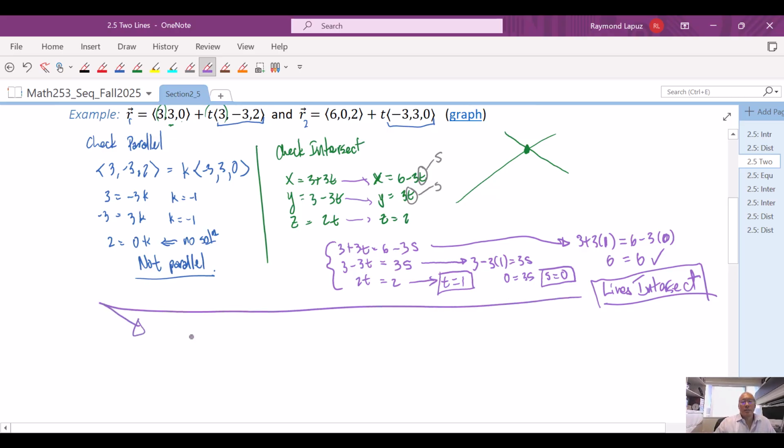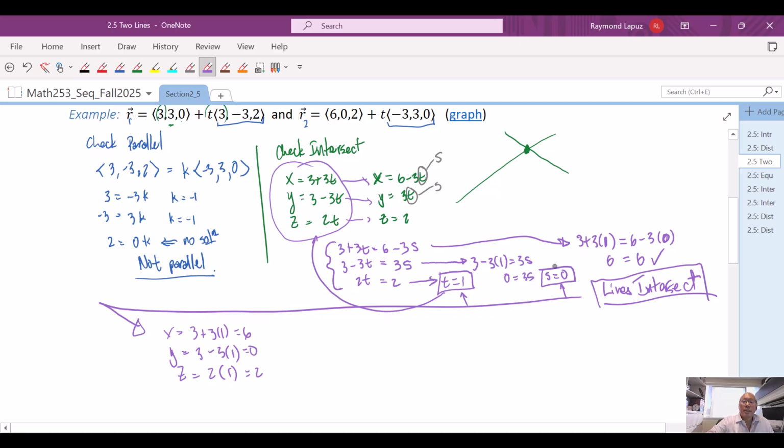To find the intersection, we have two possible ways of doing it based on the solutions that we found. We could take t and put it into the first equation. So we'll put t in there, and then we'll solve for x, y, and z. If I put t in here for x, I'm going to get x is equal to 3 plus 3 times 1, which is 6. Y is equal to 3 minus 3 times 1, which is 0. And z is equal to 2 times 1, which is equal to 2. So (6, 0, 2) seems like it's going to be our intersection.